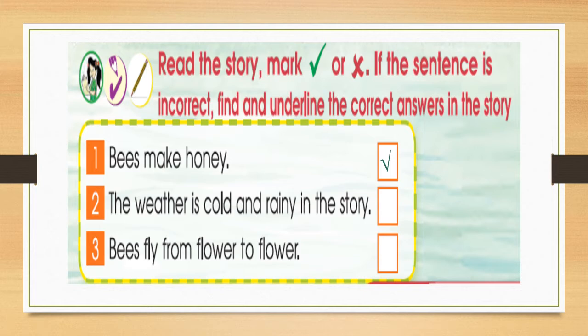Number 2, the weather is cold and rainy in the story. Is it true or false? It's false because the weather is sunny and warm. Okay? Number 3, bees fly from flower to flower. That's right. It's true. They fly from flower to flower to make honey. Okay?